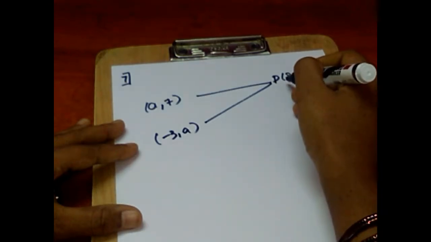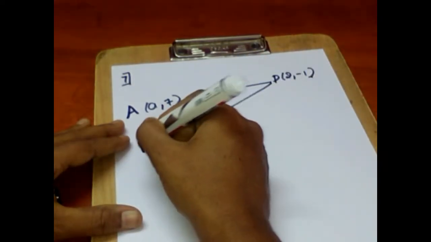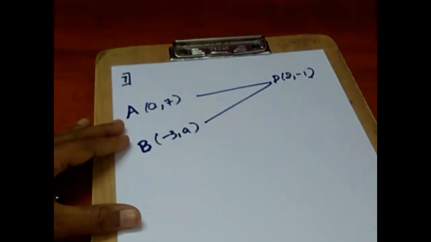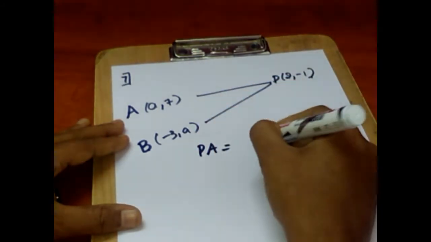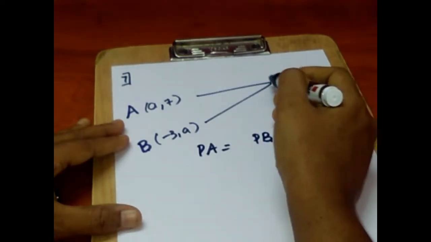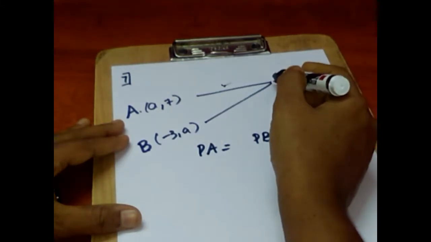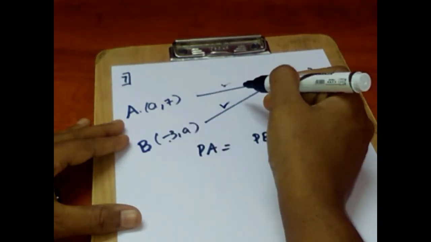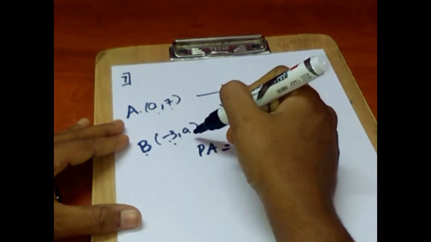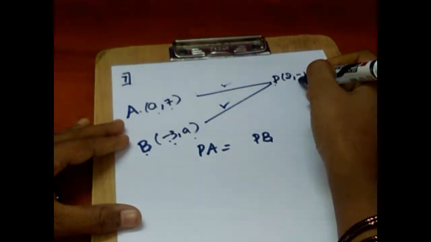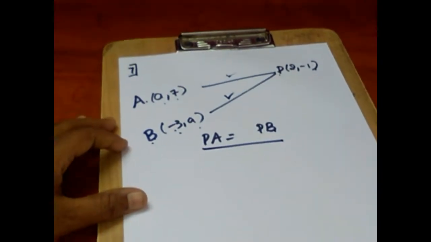So as the point P is marked as 2 comma minus 1, let me mark this point as A and this point as B. So from the question it is very much clear that PA is equal to PB, because it is said in the question, distance from this point to this point is the same as this point to the other point. So we have defined A as (a comma 7), B as (minus 3 comma a), point P is (2 comma minus 1). So now we can assume that PA is equal to PB.